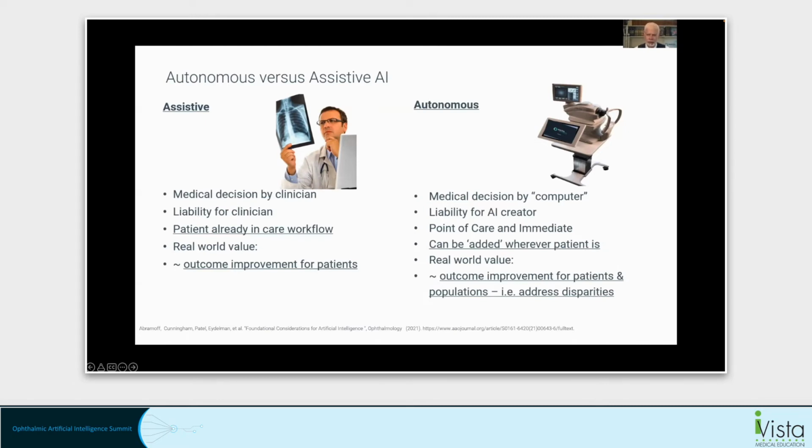Autonomous AI is very different, as you see in an example system, IDx-DR. In fact, the first ever FDA authorized autonomous AI system in any field of medicine. There, the medical decision is made by the computer. The liability is with the AI creator. Therefore, you can do it at point of care and an immediate result is available. And it can be added wherever a patient already is. It doesn't have to be with a specialist physician. Real world value also means that you can not only improve outcomes for patients, but also for entire populations, including improving access and addressing health disparities, which is a big item in the last few years.